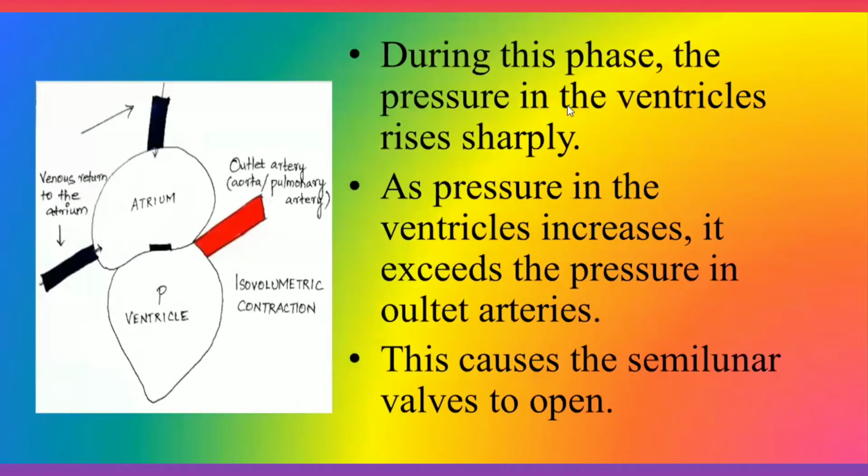During this phase, both the AV and semilunar valves are closed, so the pressure in the ventricle, because of the blood, will rise slowly. At one point the pressure in the ventricle exceeds that of the outlet arteries. What do I mean by outlet arteries? It is the aorta and pulmonary artery. When the pressure in the ventricle is more than the outlet arteries, it causes the semilunar valve to open.